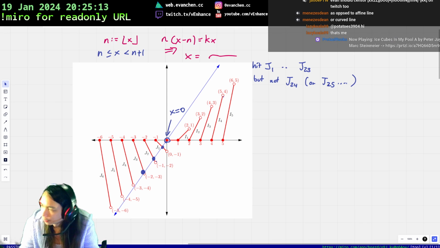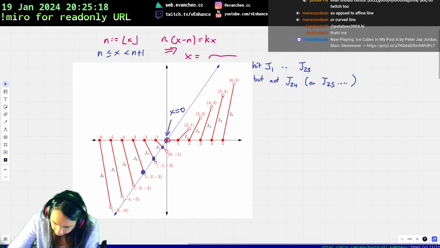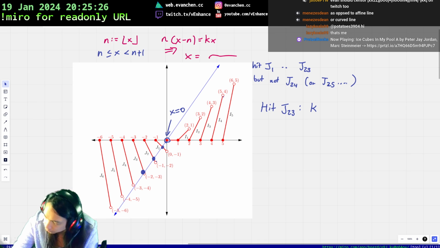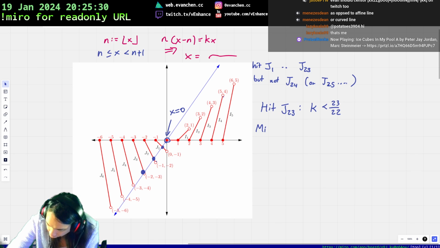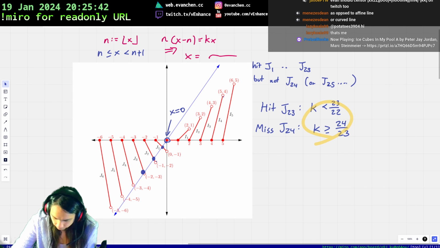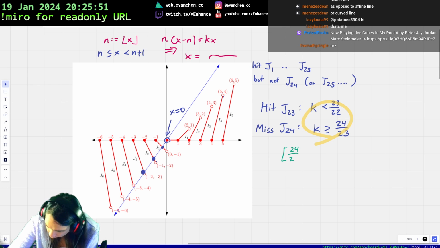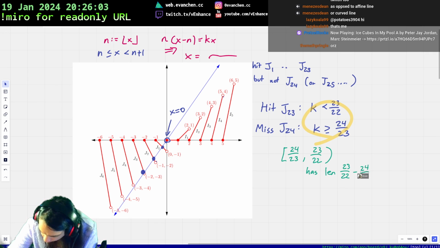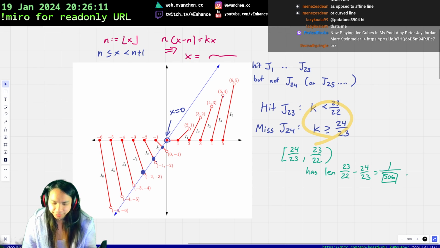Okay, and then that's great. So the condition for hitting J23 is that K has to be, let me get this right, K has to be strictly smaller than 23/22. But in order to miss J24, K has to be at least 24/23. So it's literally this. Here's your condition. And yeah, this interval is 24/23 to 23/22. The length, I mean, you just subtract it, right? So 1/506. And that's it. You got it.